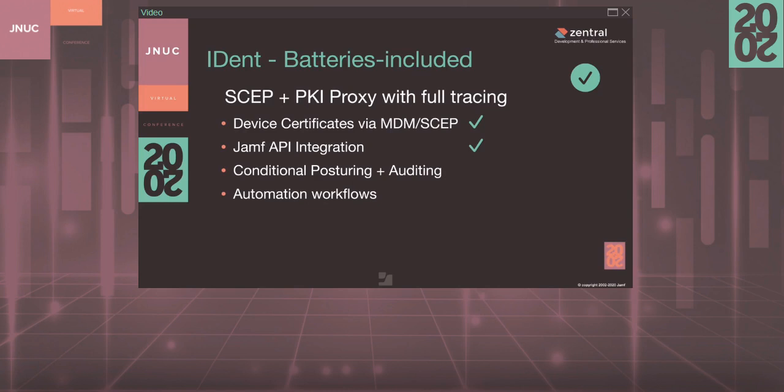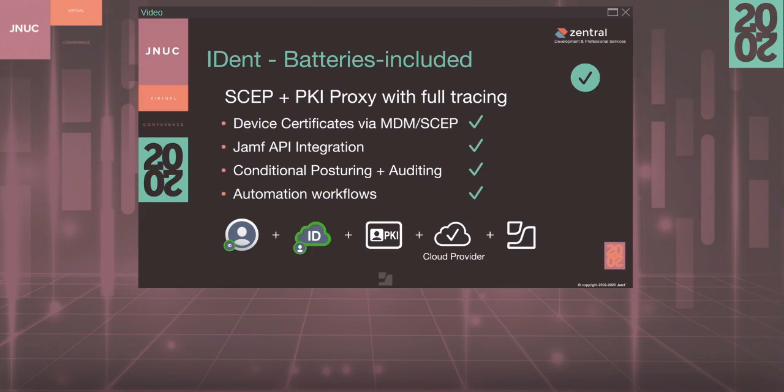The Jamf API integration allows for powerful additions in the provisioning process. Conditional policies and auditing are available for when certificates are issued by the PKI, and more custom automations are possible to build from here. For such a setup, the IDent App, the IDent Gateway, a PKI, a cloud provider, and of course Jamf Connect are needed.